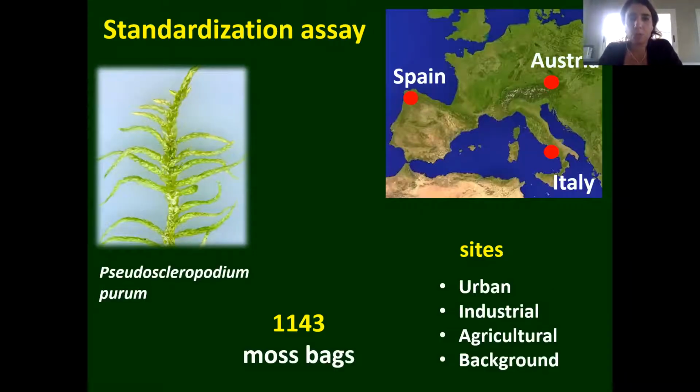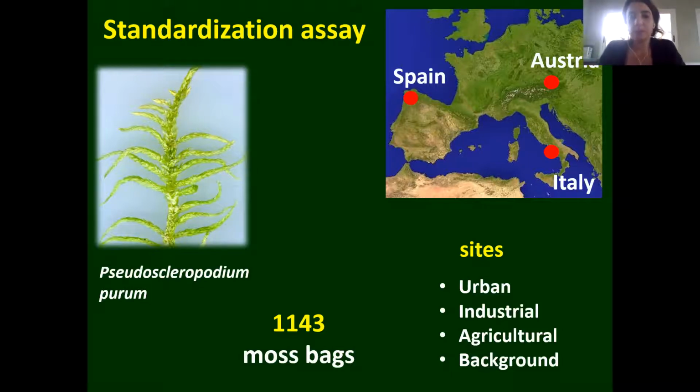Concerning the standardization, just to give you an example, we used a specific moss. We employed more than 1,000 moss bags, and we studied three big areas: Galicia, Austria, and Italy. We selected these three sites because they represent three specific environments, so continental, oceanic, and Mediterranean climate. So we also wanted to evaluate the pollution in relation to the climate.